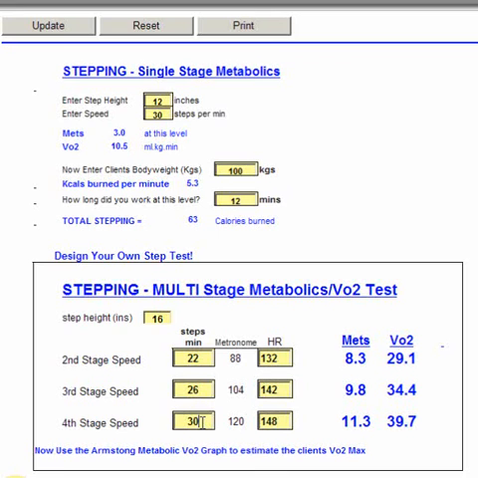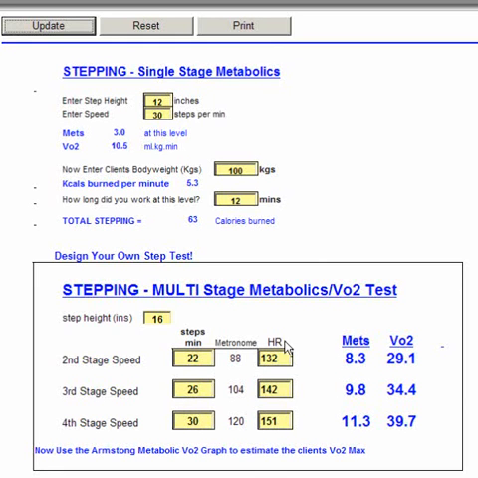And then we did a third stage by increasing them to 30 steps, measuring their heart rate during the second and third minute. We found that it was 151 average, and so we've got a nice little VO2 test here.